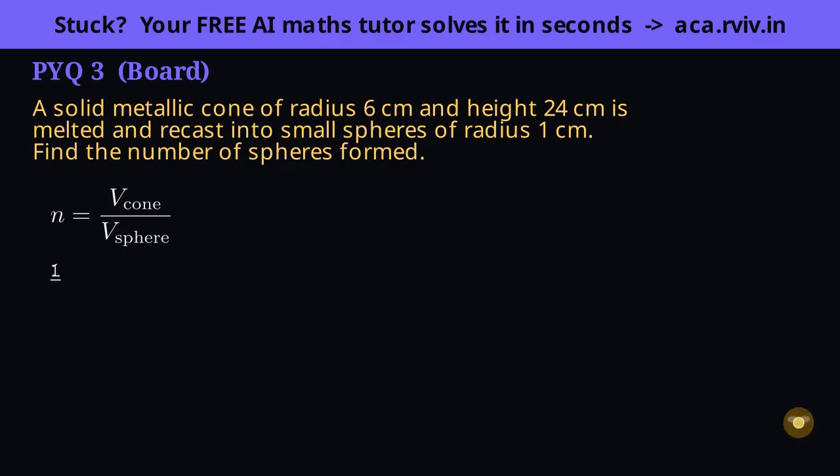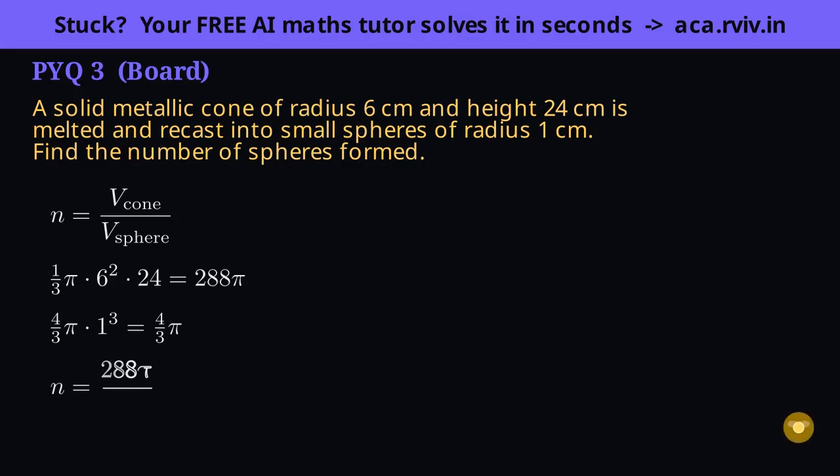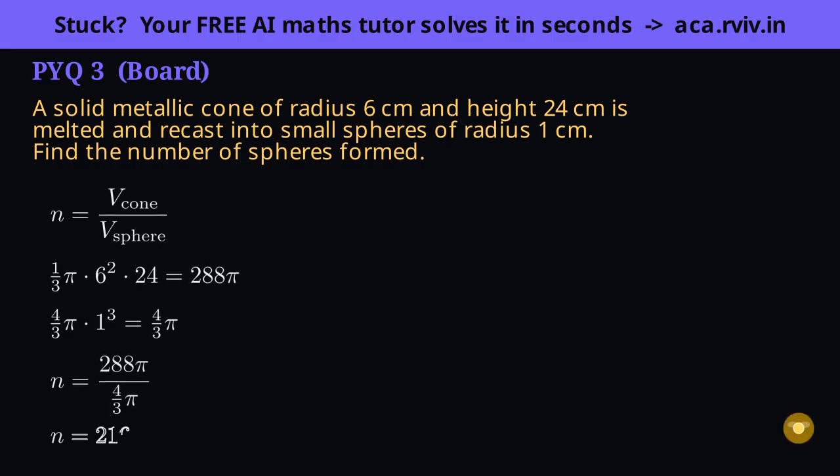The cone's volume is 1/3 pi r squared h, radius 6, height 24, which is 288 pi. We keep pi symbolic, it's going to cancel. One small sphere is 4/3 pi r cubed with radius 1, just 4/3 pi. Simplify, 288 divided by 4/3 is 288 times 3/4, and we get 216 spheres.